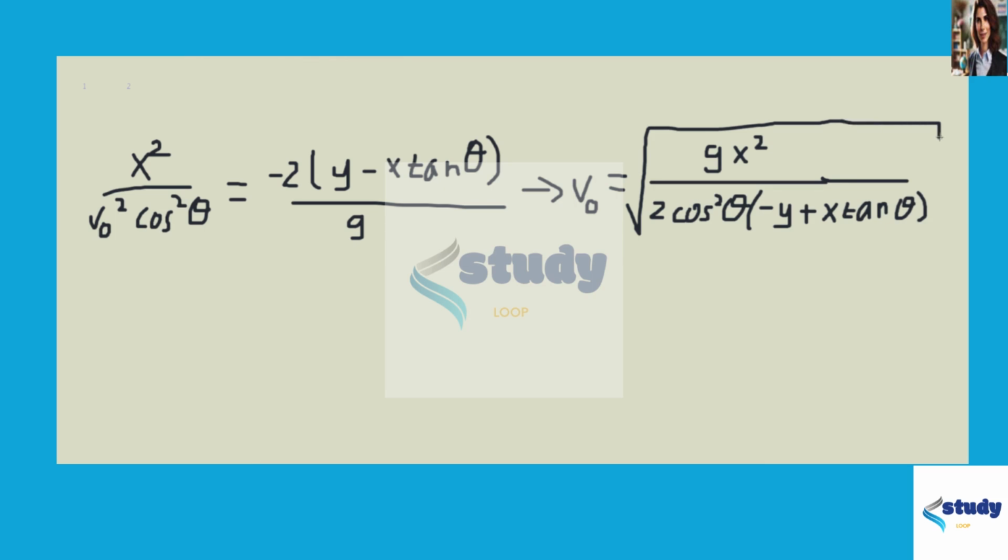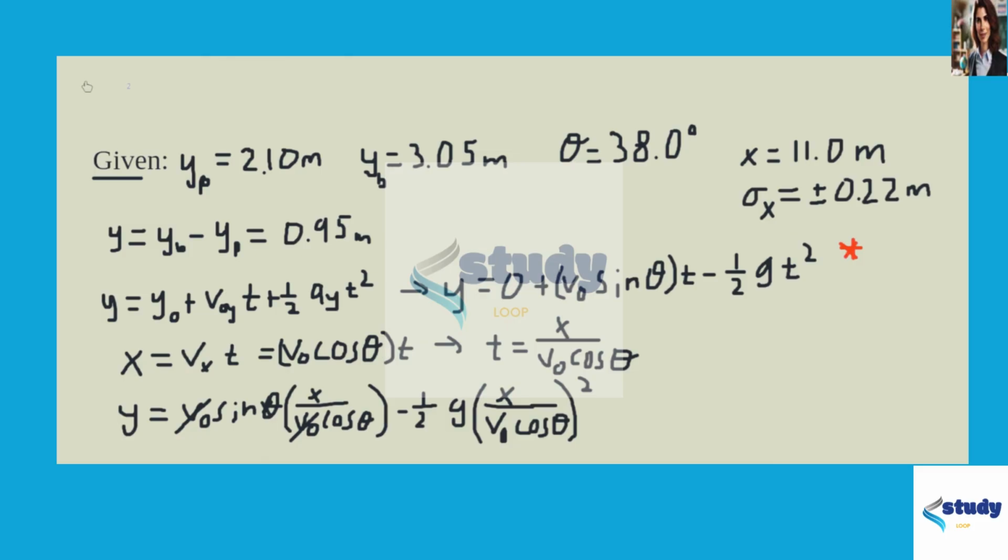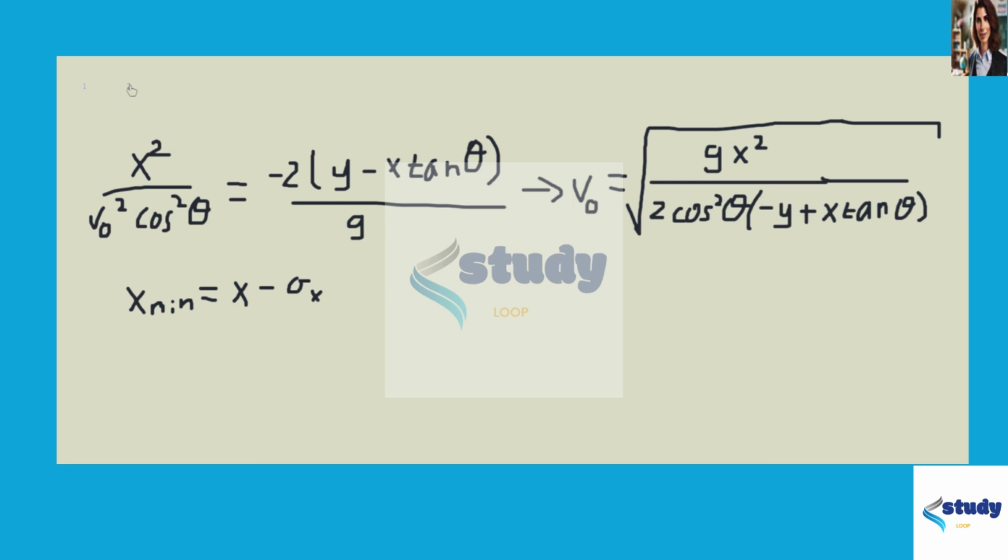Okay, well, we weren't just given a specific x value. We were given a range of x values that we could land it within. So we want to figure out the maximum and minimum velocity to get it within the maximum and minimum allowed x values. So we'll say first x minimum, well, that's going to be equal to the x value we were given minus the uncertainty in x. So if we go back to the previous page, x is 11 meters minus the uncertainty, which is 0.22 meters. And that's going to give us 10.78 meters.